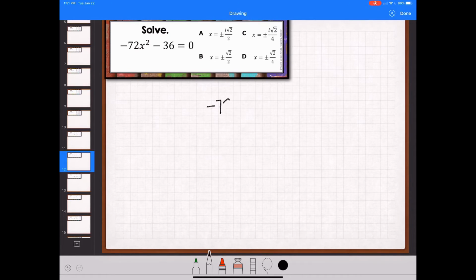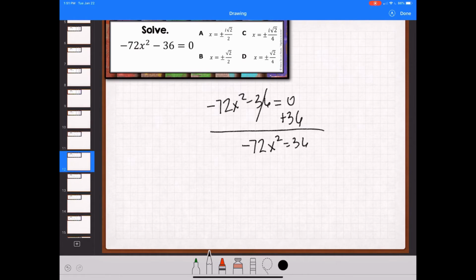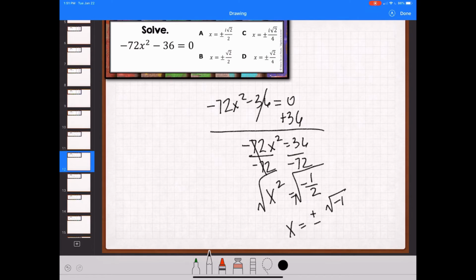All right, negative 72x squared minus 36 equals 0. Add 36. Negative 72x squared equals 36. Divide by the coefficient. I have x squared equals negative 1/2. And take the square root. So x equals positive and negative. Split the radical.